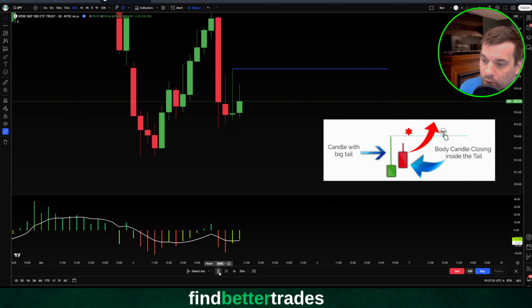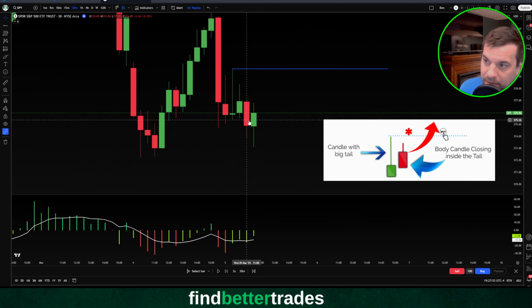What you'll notice is that sometimes it'll go down, sometimes it'll go sideways. What we want to do is wait for the price to break this area, the very top of the first identified candle. Once price breaks above that, this is where we take a buy position.